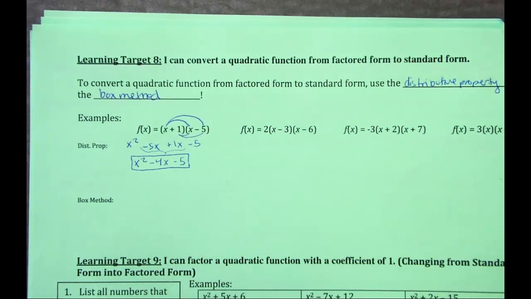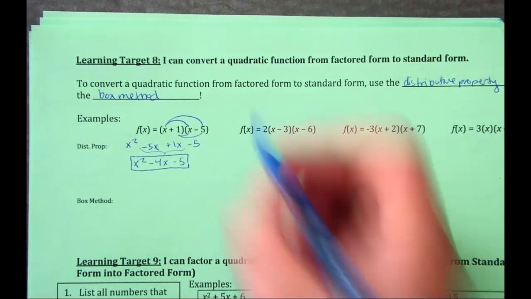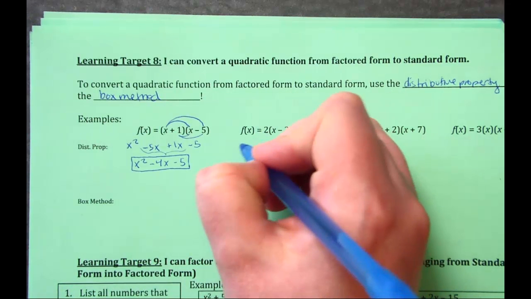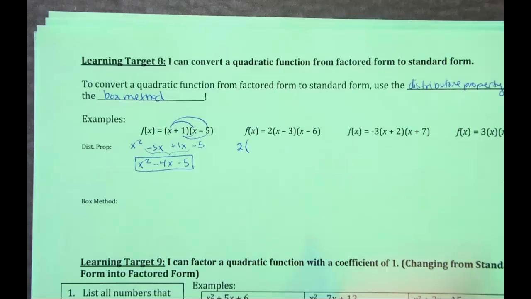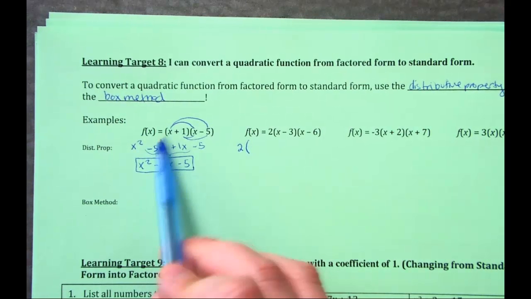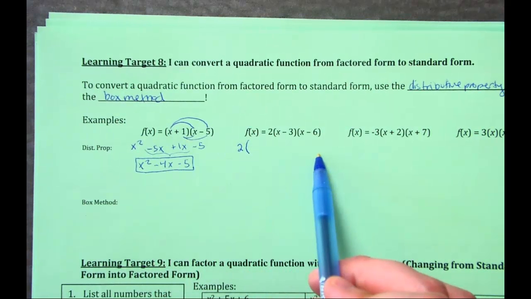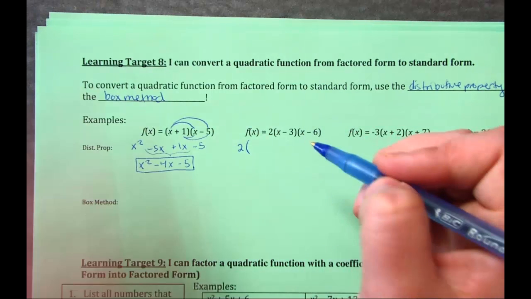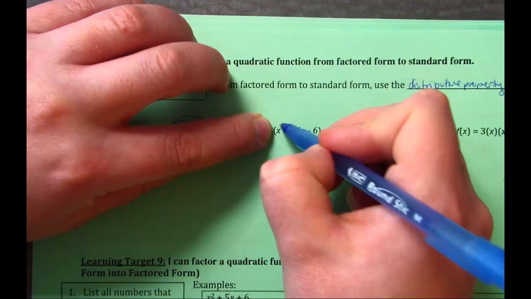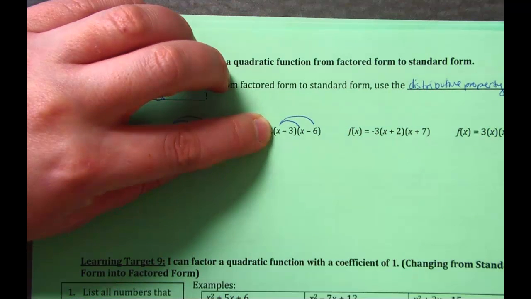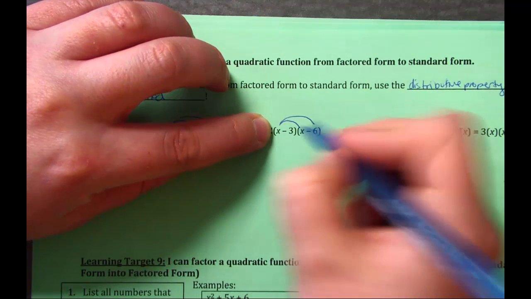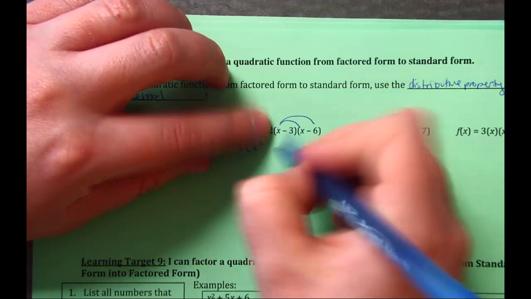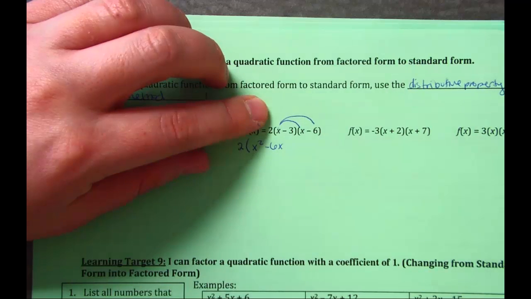Now let's try this one. What we're going to do is ignore the 2 for right now. We're not going to do anything with that. So we're just going to write it down right here, make a parenthesis, and then everything that we did here, we're just going to do right here inside of our parentheses. So we're just going to ignore the 2 right now. Just looking at this, I'm going to take my x and multiply it by both of those. So I have x times x is x squared, and x times -6 is -6x.